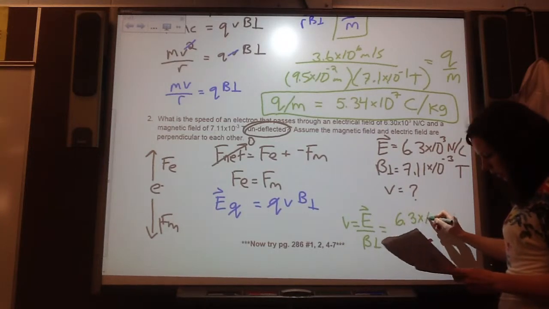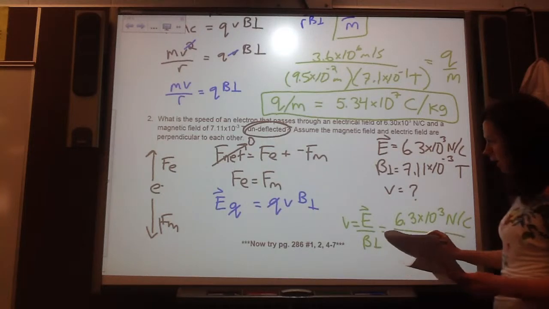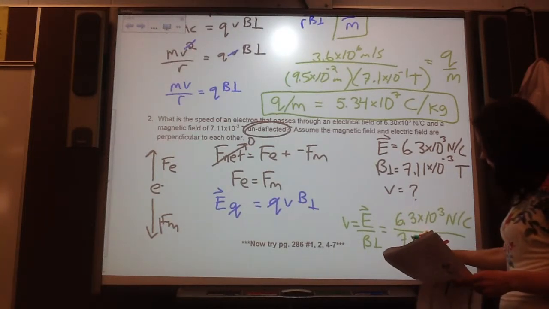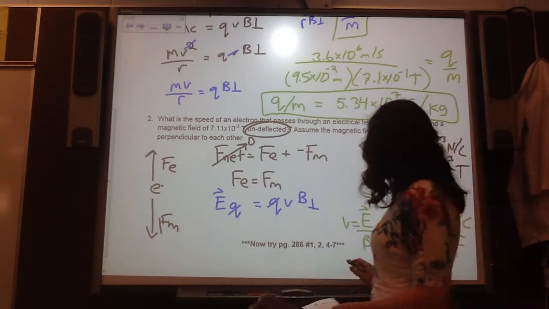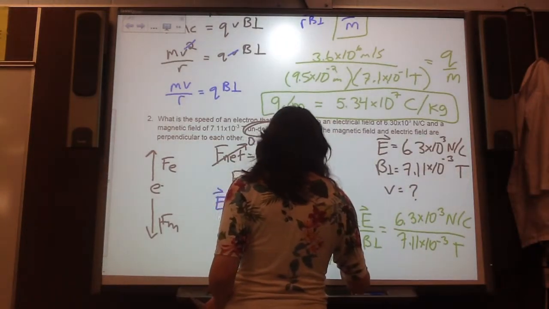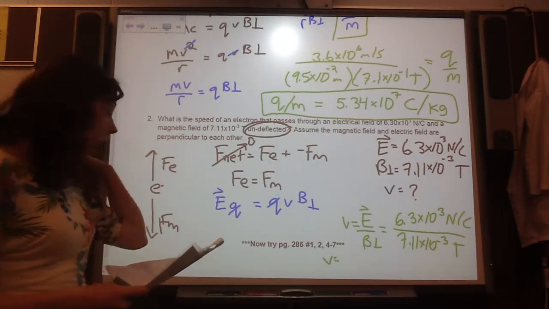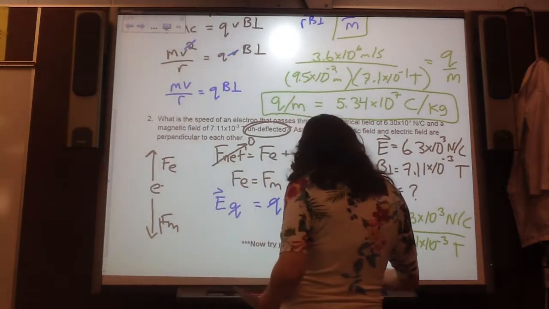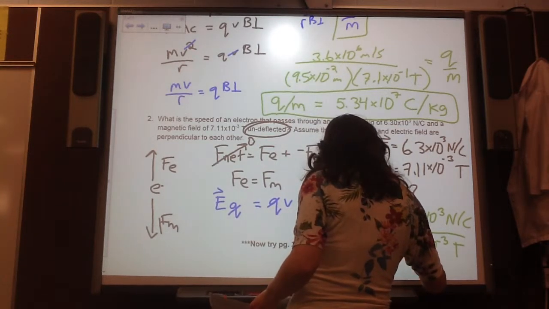6.3 times 10 to the 3 newton coulombs divided by 7.11 times 10 to the negative 3 tesla. So my speed then is 8.86 times 10 to the 5 meters per second.